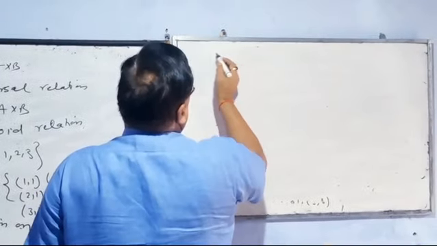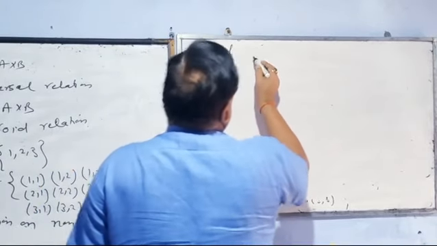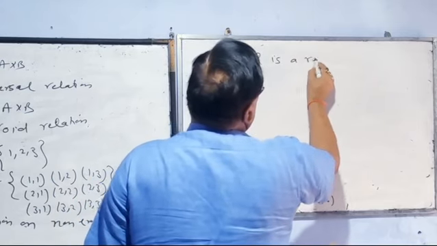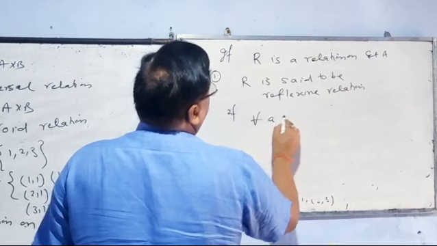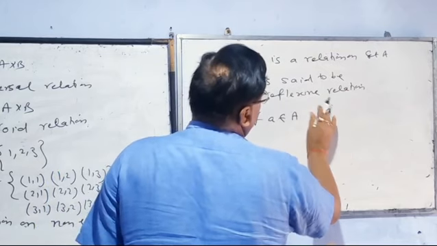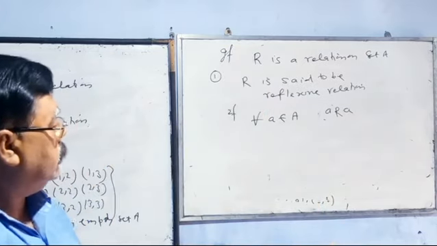So also we define relation. If R is a relation on set A, then R is said to be a reflexive relation if for all a belongs to A, a is related to a.